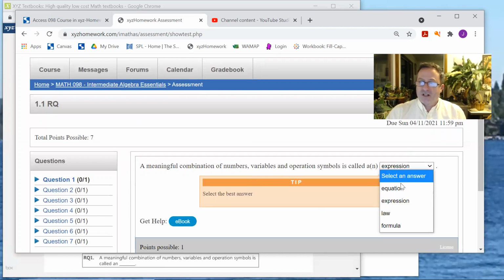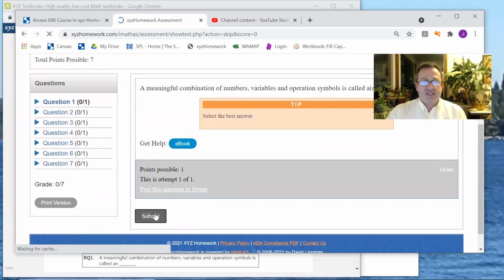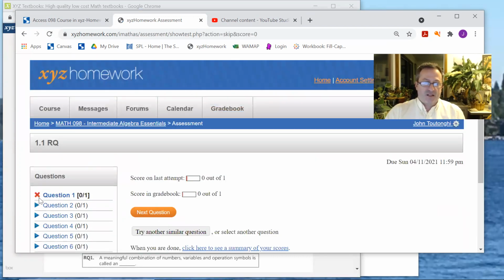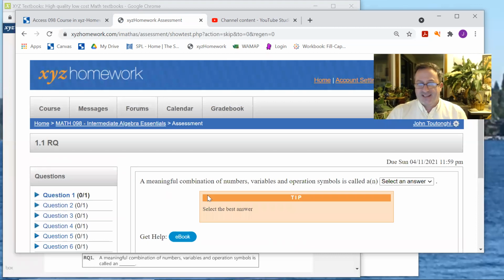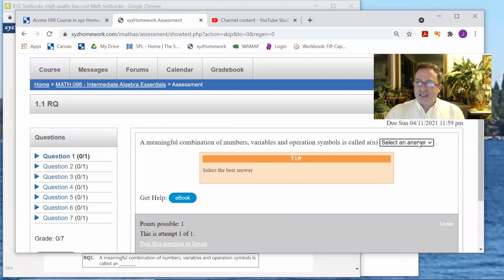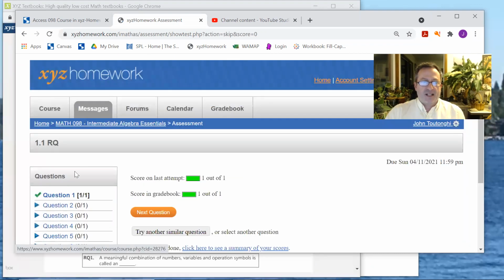But suppose I get it wrong. I put equation and I hit submit. Well, I get it wrong, little red X. I can try a similar question. It's actually going to be the same question here, but in general it will be a similar question where we can change the wording. So I can try a similar question. It's actually an expression. Submit it. And now I'm going to get it right with a green check mark. And I can go on to the next question here, or I can just click on the next question there.